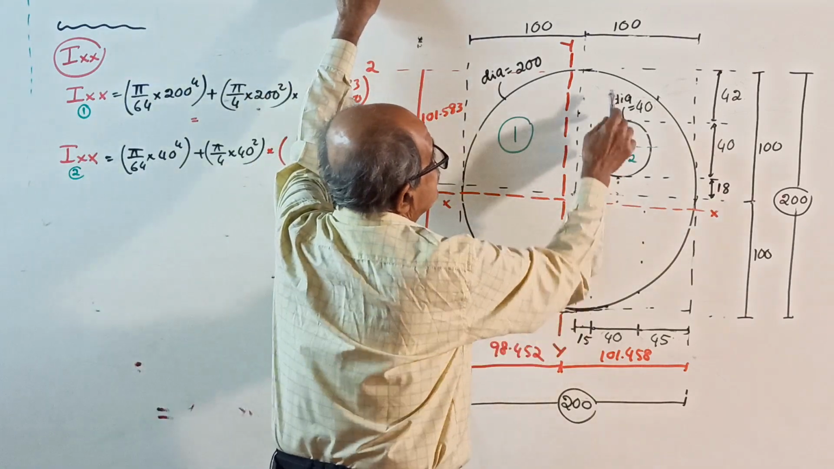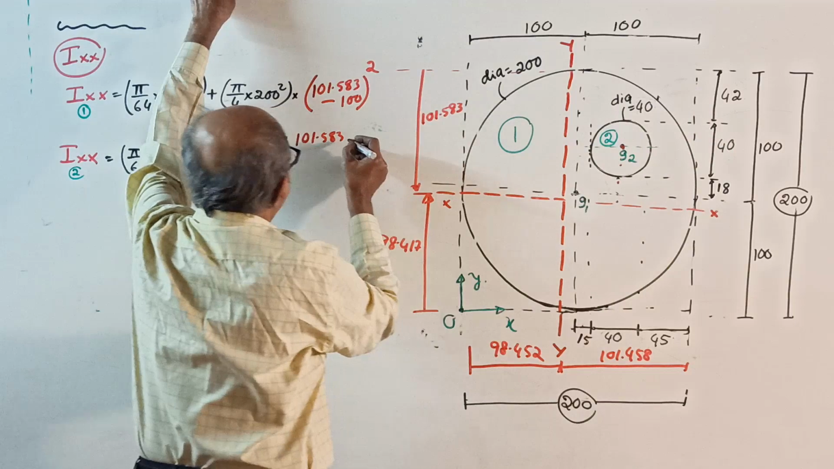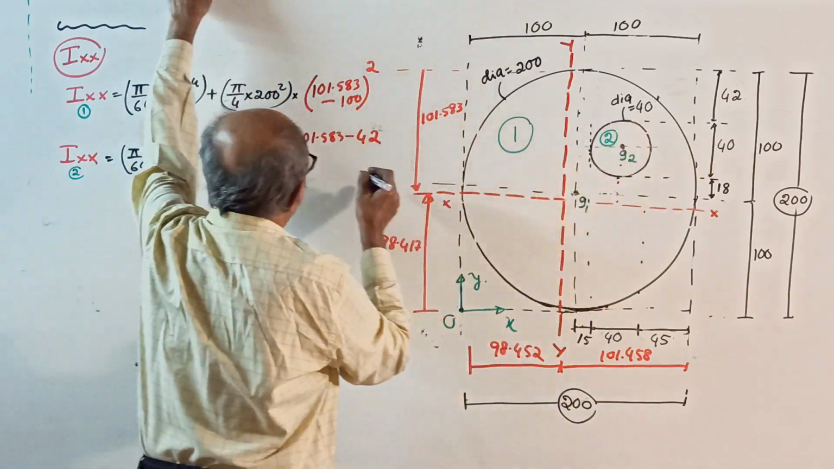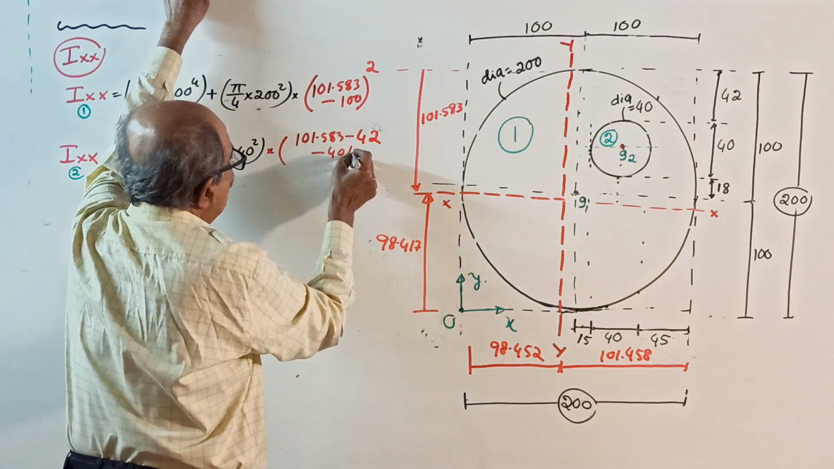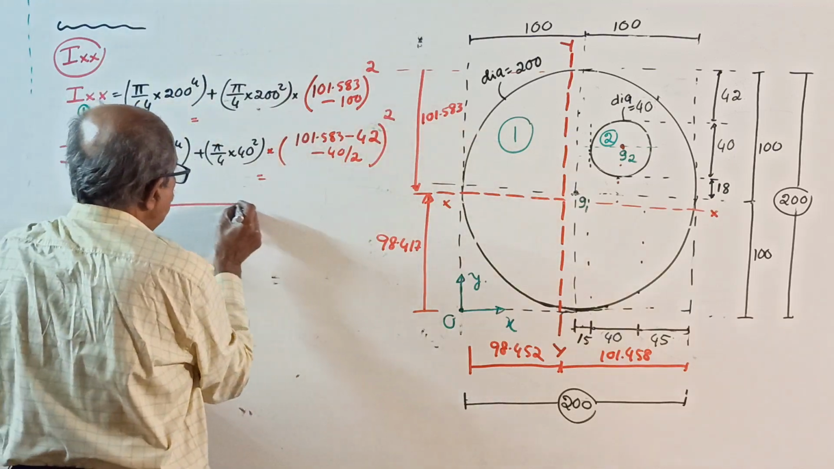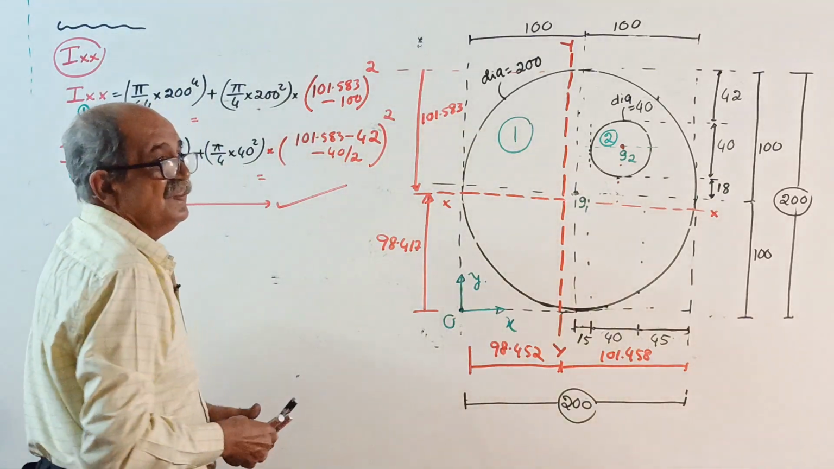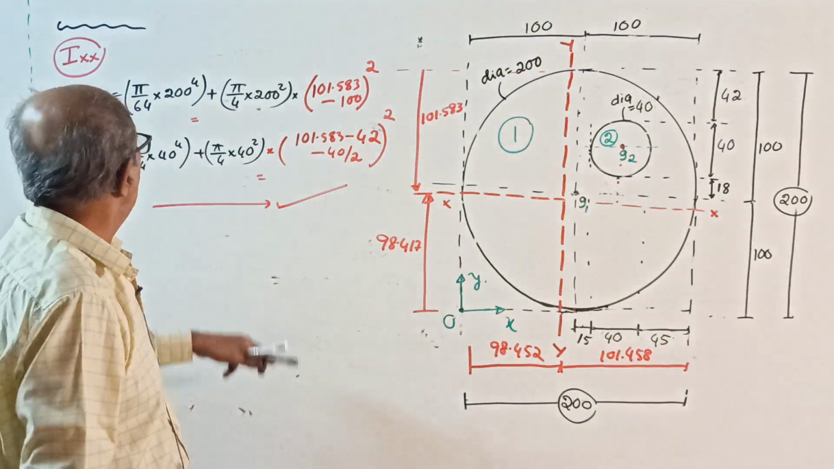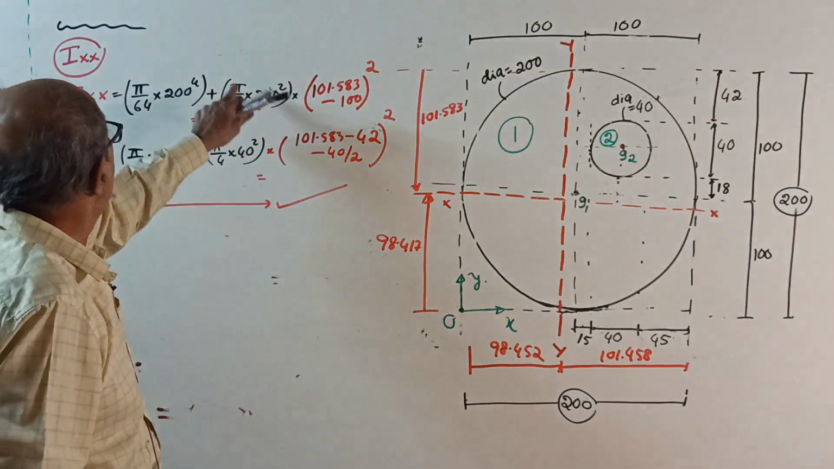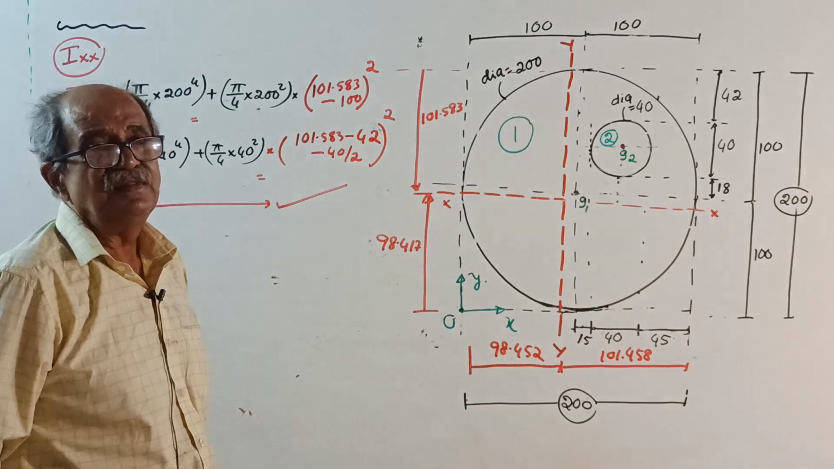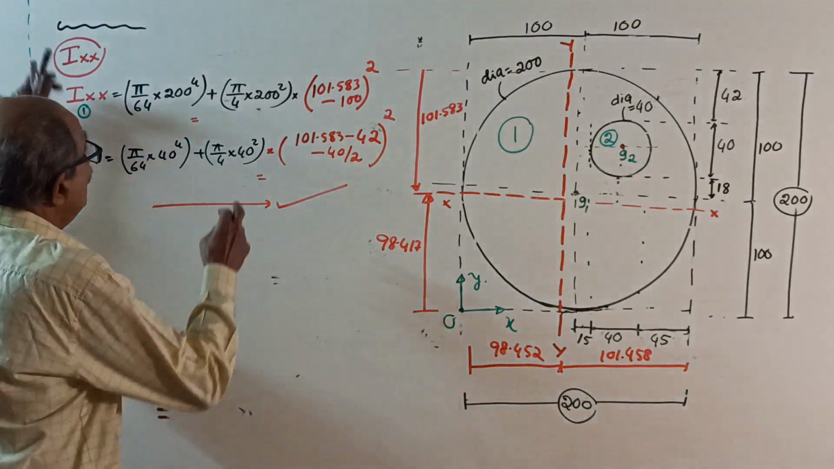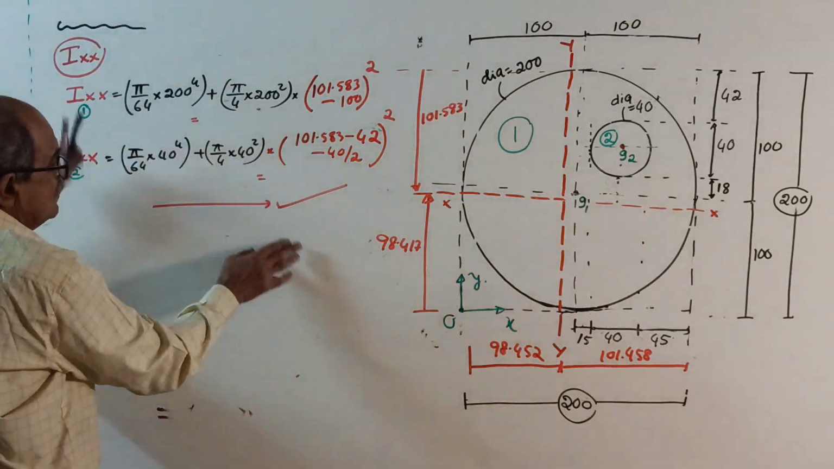101.583 from this full distance. Subtract 42, also subtract half of 40, that whole square, calculate. Now do the usual, you complete. Therefore, final Ixx equals Ixx for 1 minus, not plus actually, Ixx for 2. This also I told: Ixx for 1 minus Ixx for 2, or this answer minus this answer will give Ixx.